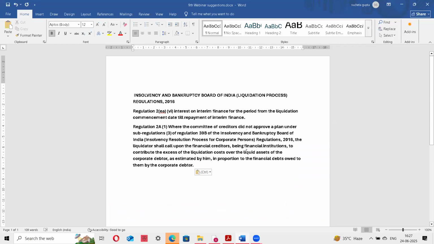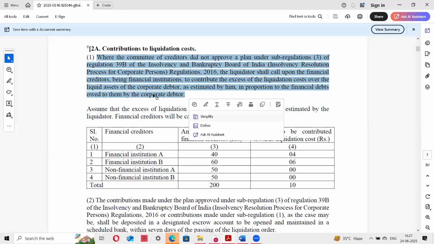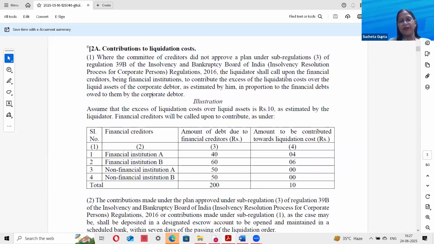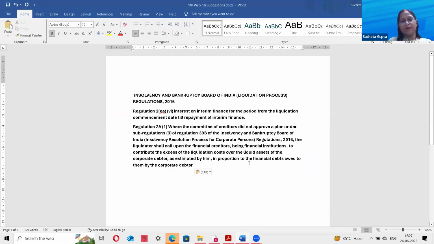Sir, but they have also written here the liquidator shall call upon the financial creditors, being a financial institution. What does that mean? If there is no financial creditor, that is what I am saying. Otherwise, we can say in case there is no financial creditor, what should be there? Financial creditor or operational creditor, as the case may be.